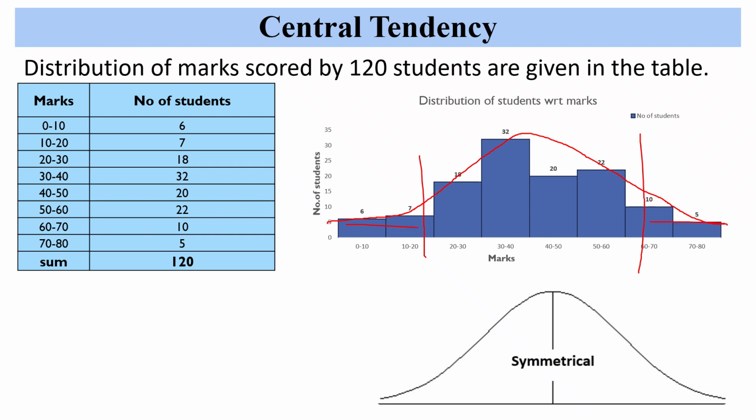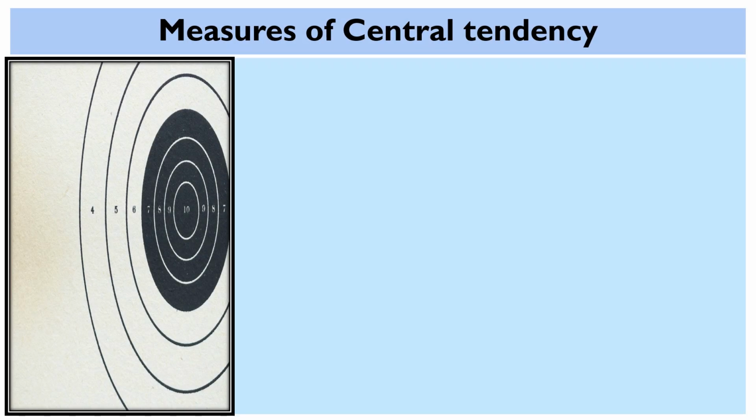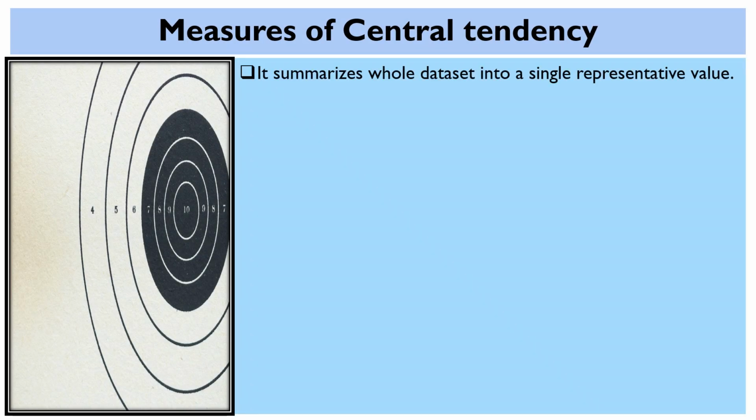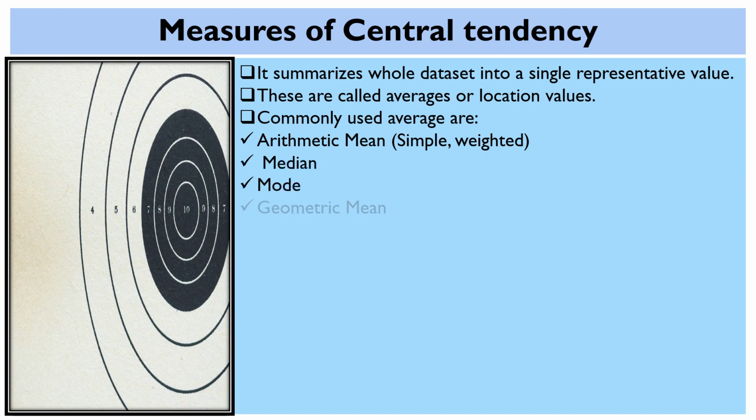So, what does central tendency say? It is the general tendency to cluster or concentrate at the central part of the distribution. For example, distribution of marks, height of persons, etc. The question arises: how to measure the central tendency, which is a single representative value summarizing the whole data set? These are called averages or central values. The commonly used averages are arithmetic mean, simple and weighted, median, mode, geometric mean, and harmonic mean.